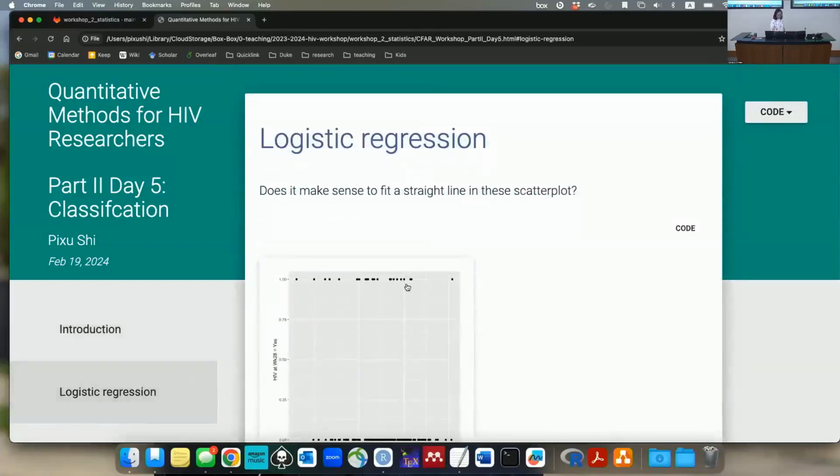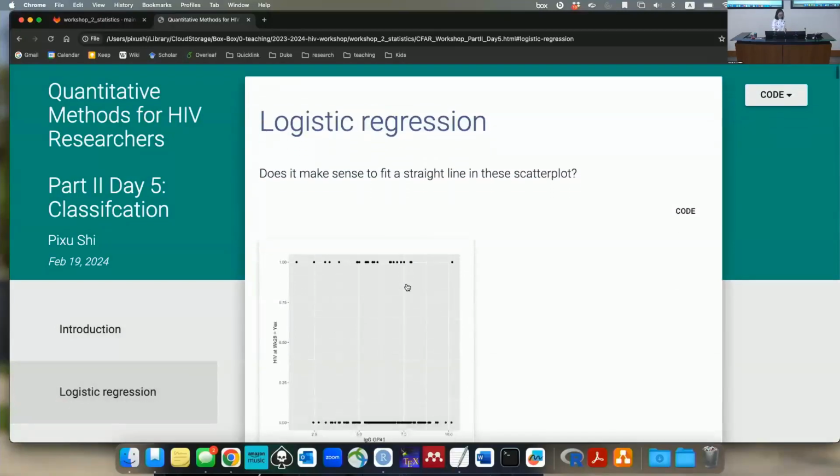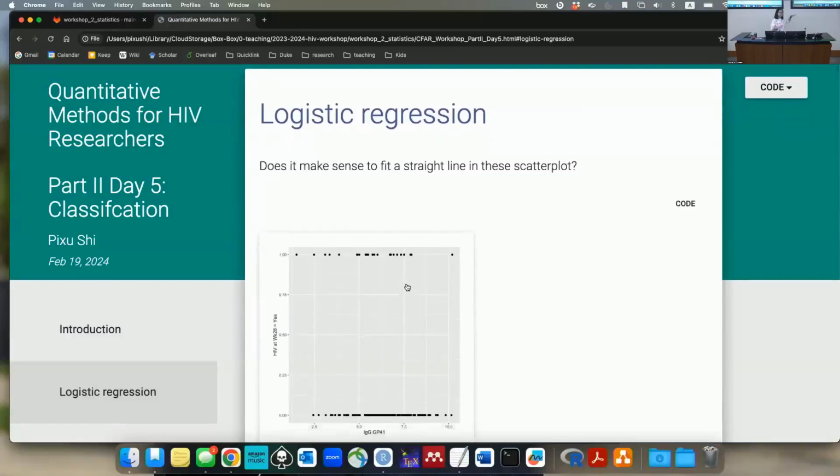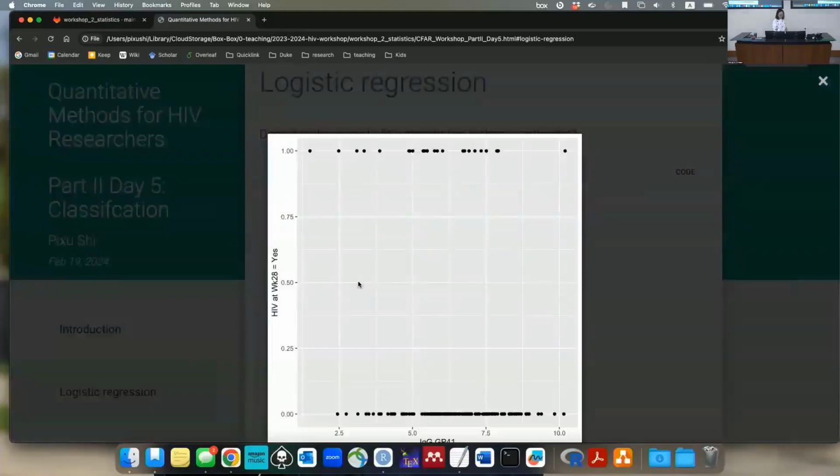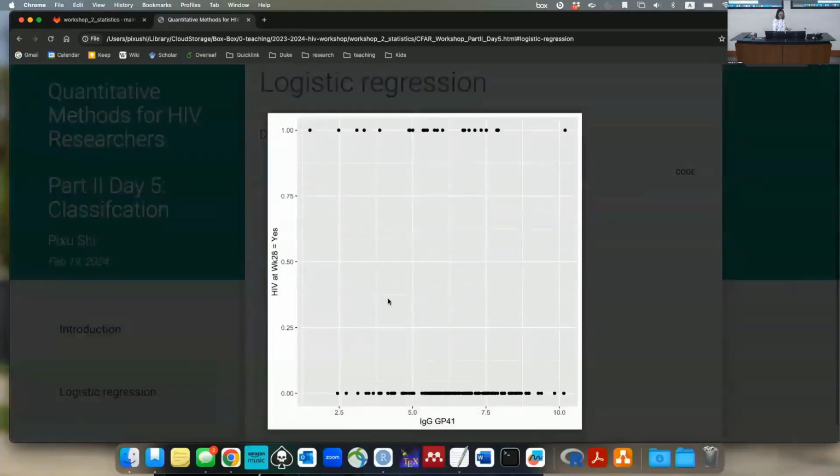So in the past lecture, we talked about linear regression, and the intuition for linear regression is to fit a linear plane or a linear straight line that closely depicts the data points in the high-dimensional space. But if you have a binary outcome and you make a scatter plot of the observations, it will not make sense to fit a straight line anymore.